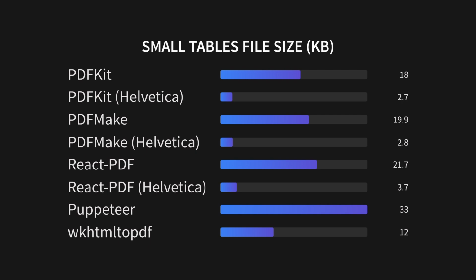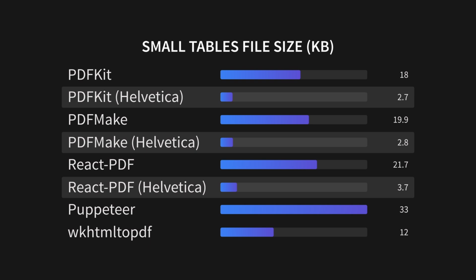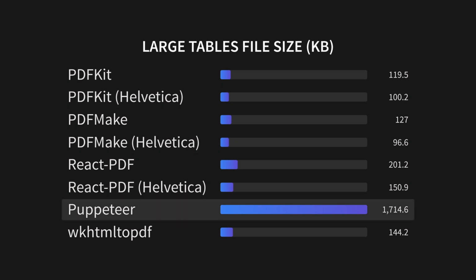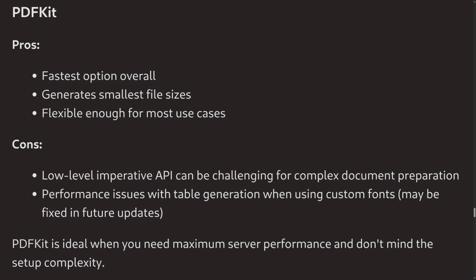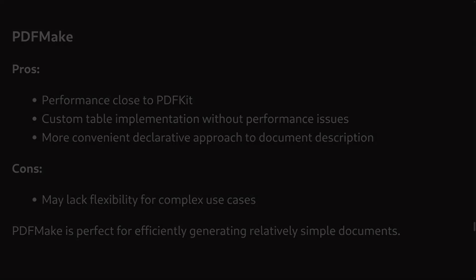Now let's finish with performance and take a look at the file sizes. All solutions with standard fonts predictably show the best results. But the really surprising result comes with Puppeteer on a large table. While other solutions generate files of around 100 or 200 kilobytes, Puppeteer creates a file that's almost 2 megabytes. Now some final thoughts. PDFKit is the most performant solution on average, but there are still some performance issues with table generation when using custom fonts. I hope this will be fixed.